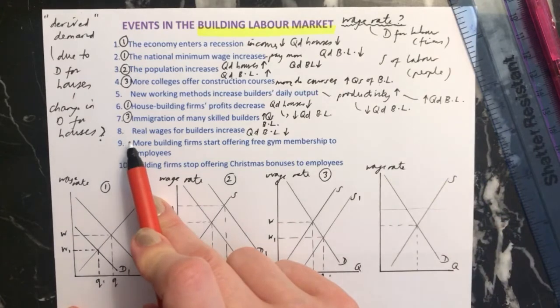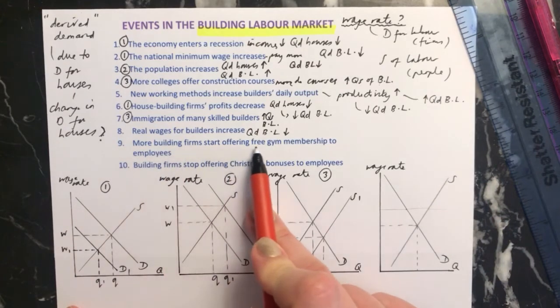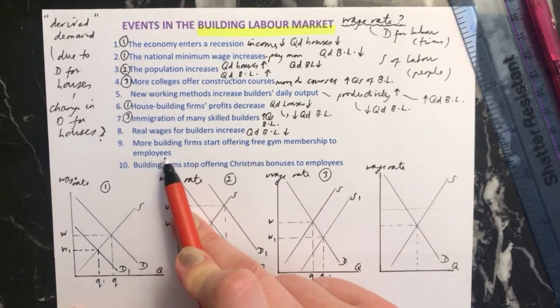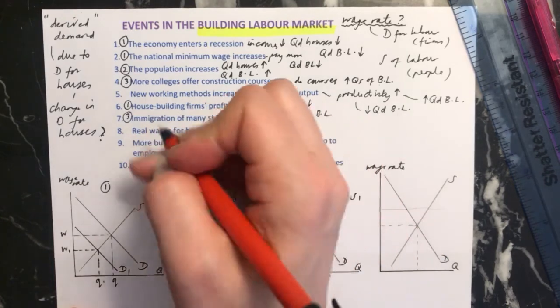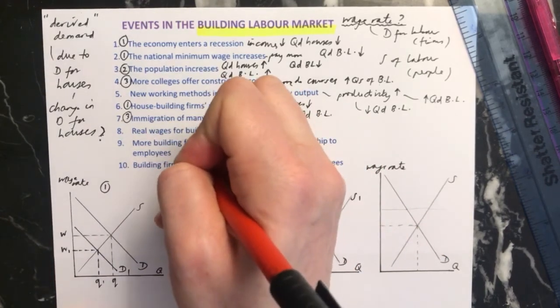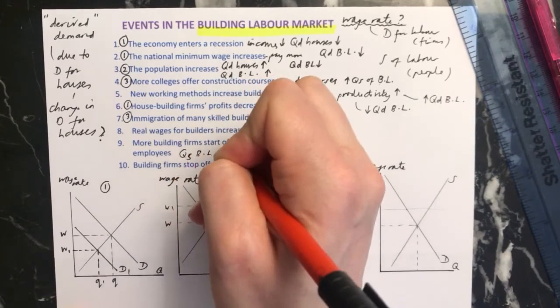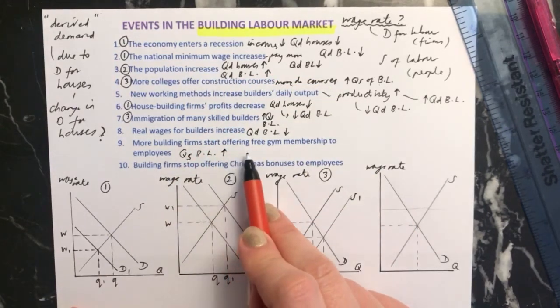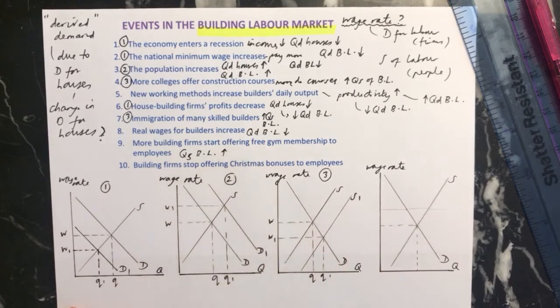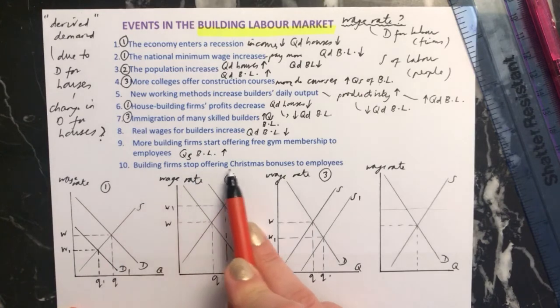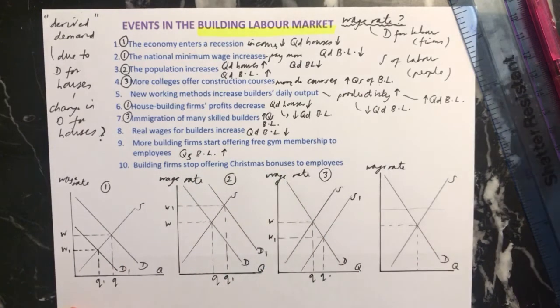The next one, more building firms start offering free gym membership to employees. This will make more people want to be a builder. That's the argument. So the quantity supplied of building labour will go up because they'll want to have this non-monetary benefit of being a builder. And therefore the quantity supplied increases, shifts to the right, and the wage rate falls from W to W1.